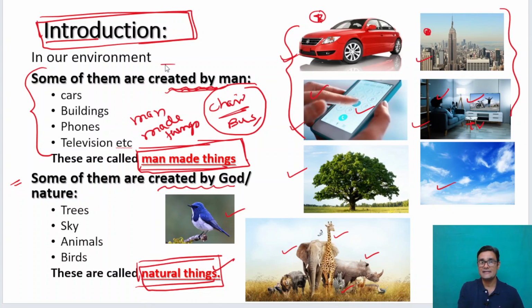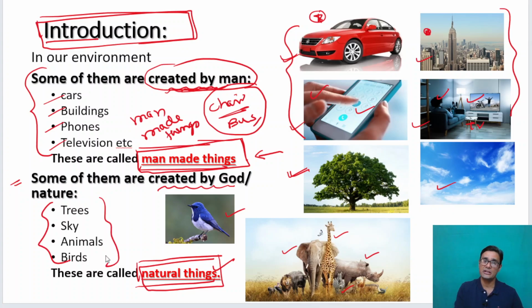So one is the things created by man, for example, cars, buildings, phones, television. They are called man-made things. Other things like trees, birds, animals, sky are present in nature. Even before man came on this planet, those things were created by God. They are called natural things.